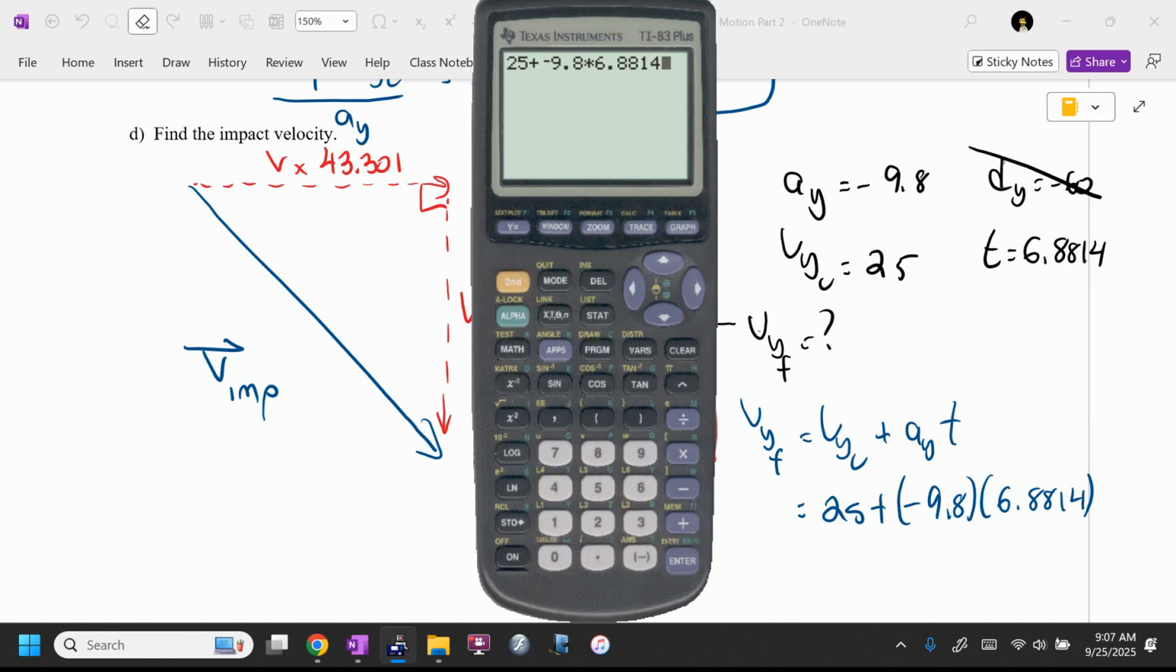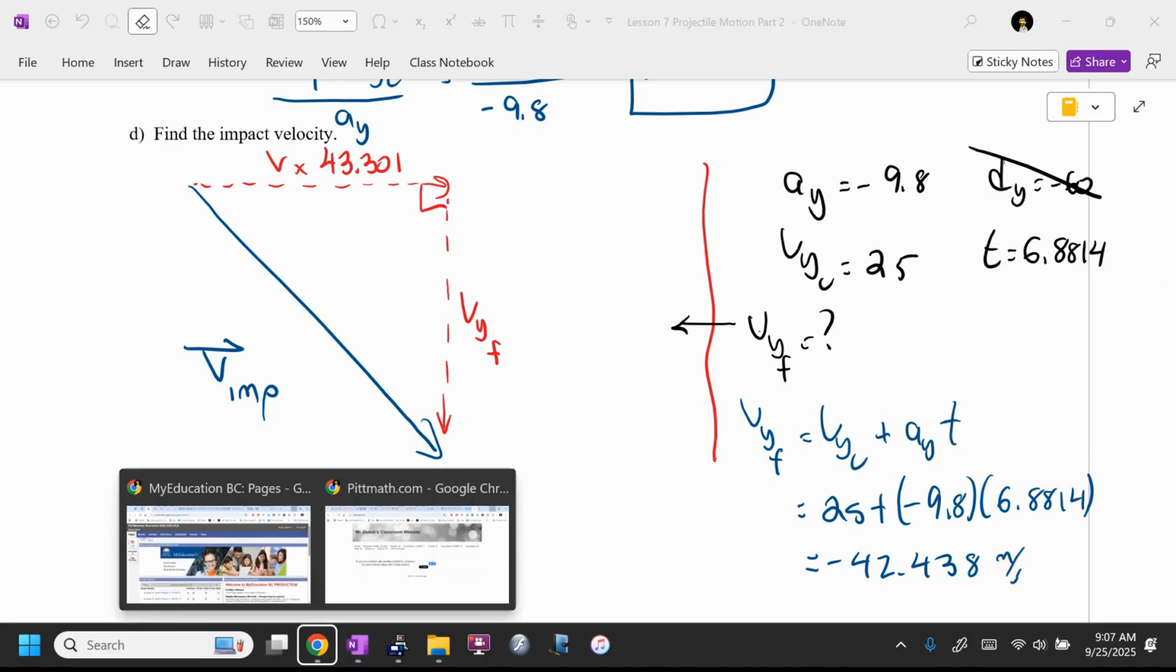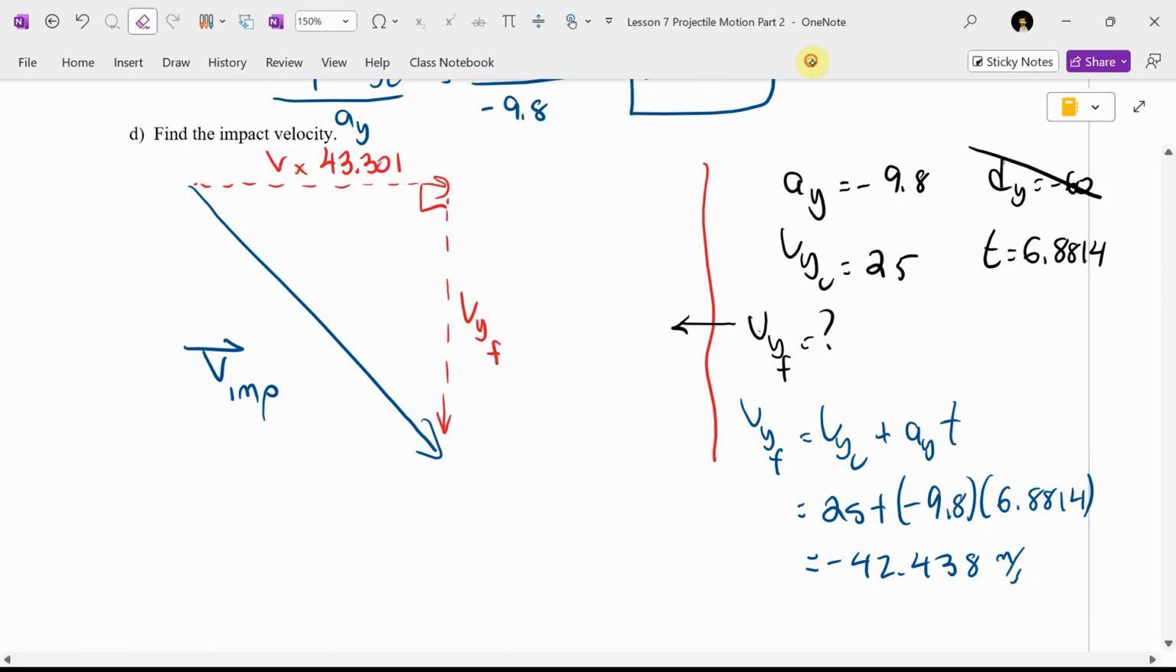Mr. Dueck, how fast are we traveling right when we hit the ground in the vertical direction? Negative 42.438. Is that what I said, Mr. Dueck? Yeah. So I can put here 42.438. Mr. Dueck, what happened to the negative? It's in the arrow pointing down. I've got it actually in my picture, right? Down. So I don't need to actually call the side negative. It's there.